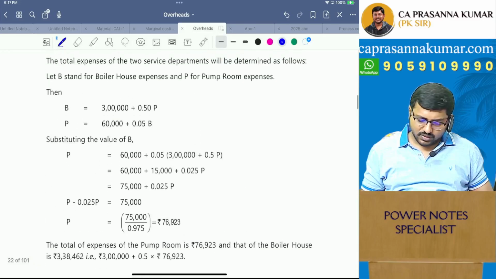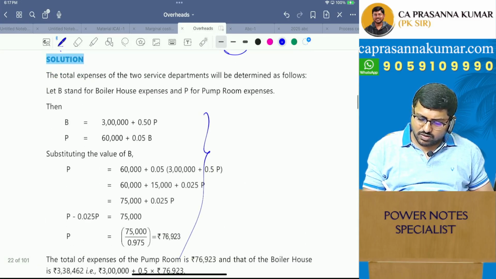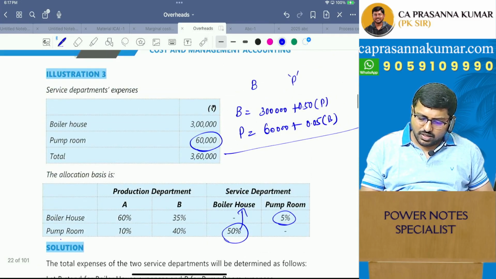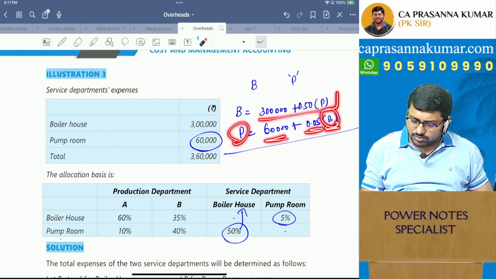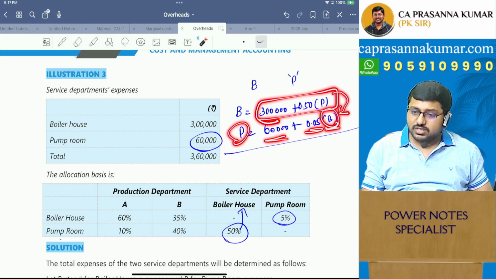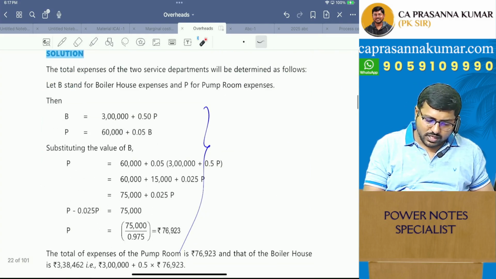Okay. Here already it is solved. If you want, I can solve here also. So what I'll do is very simple. P is equal to 60,000 plus 0.05 into B. In the place of B, you substitute this whole number. You substitute this in the place of B. Okay. You'll be able to get the answer.